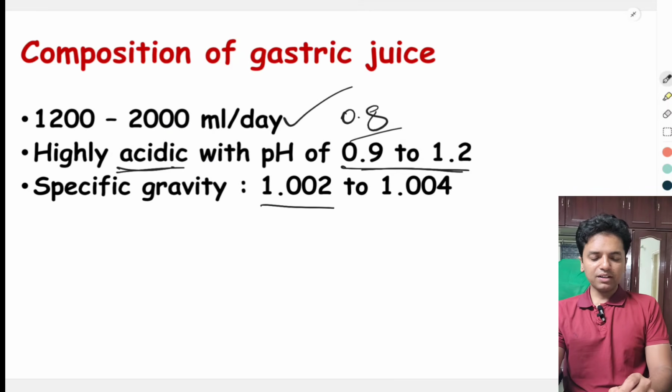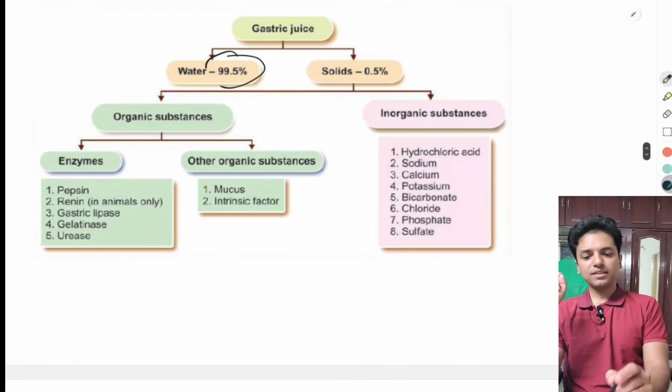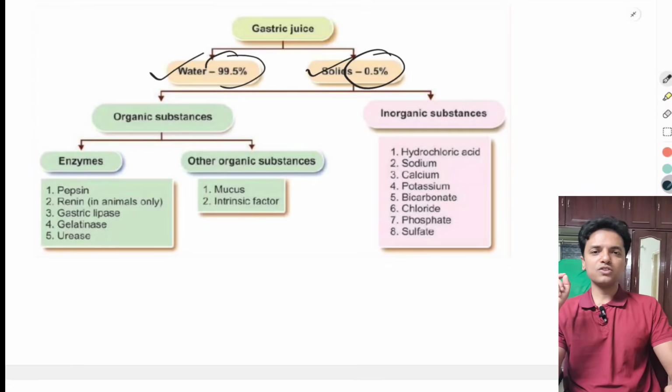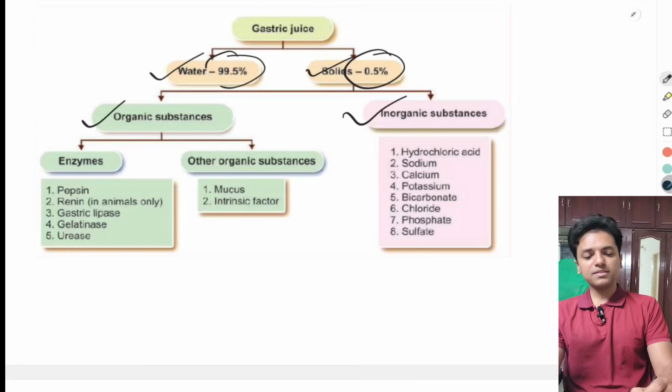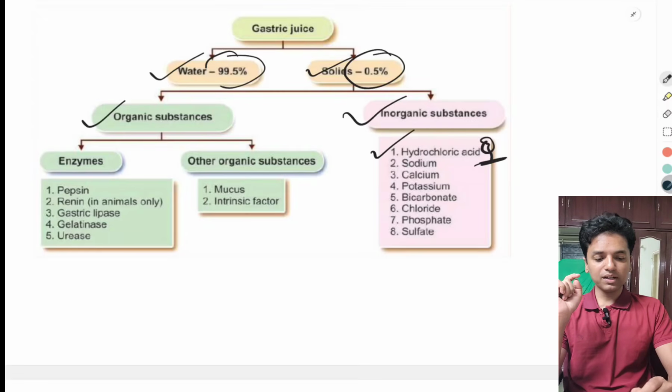The specific gravity ranges from 1.002 to 1.004. Now this gastric juice has 99.5% of water and only 0.5% of solids, and the solids are further divided into organic substances and inorganic substances. Among the inorganic substances, the most important which you have to write and remember is the hydrochloric acid. Apart from that, everything else is easy. We have all the ions: sodium, calcium, potassium, bicarbonate, chloride, phosphate and sulfate.